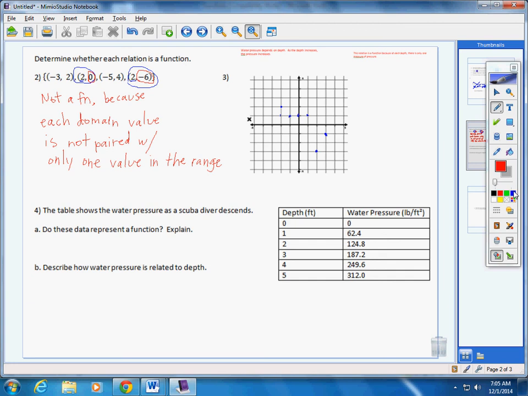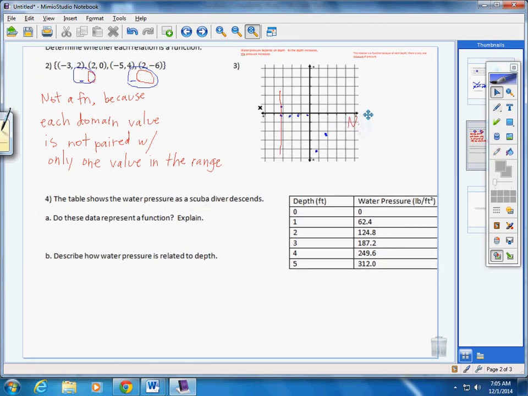So take that pencil, start on the left-hand side of your graph, place it vertically on your paper, and just move it from left to right. Is there any point at which that pencil hits 2 points at the same time? Right off the get-go, your pencil should have come across both of those points right there at the same time. That means that this guy is not a function.